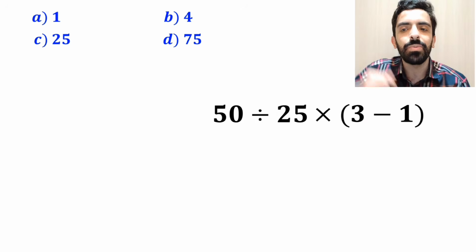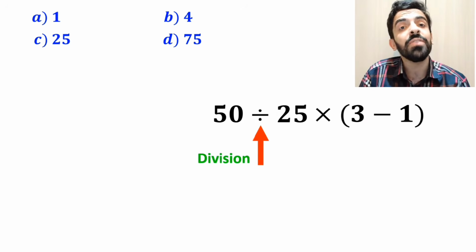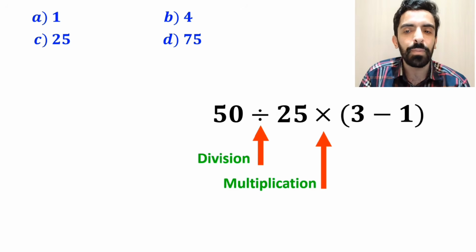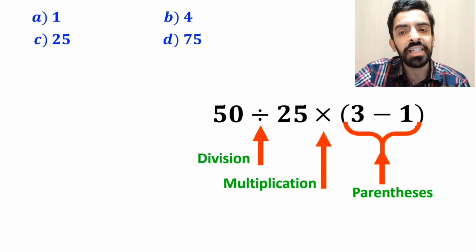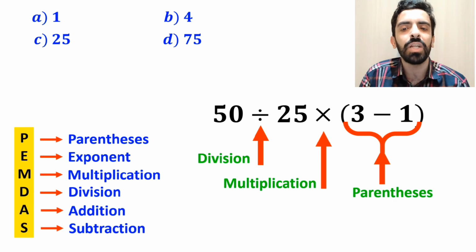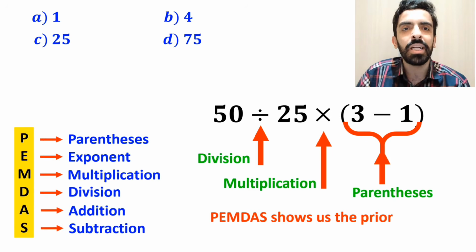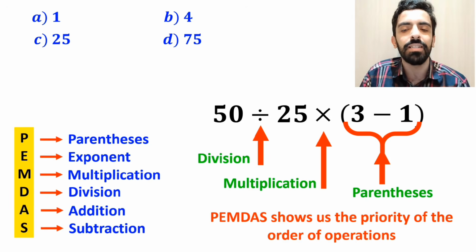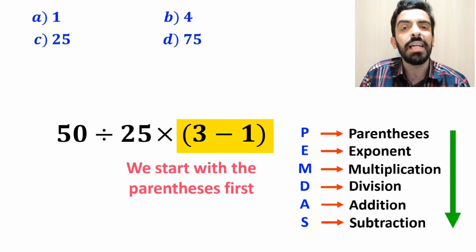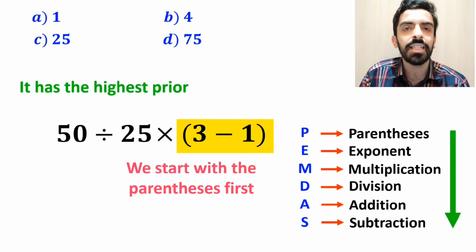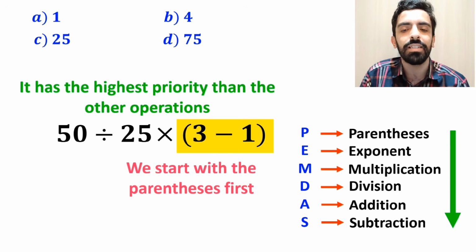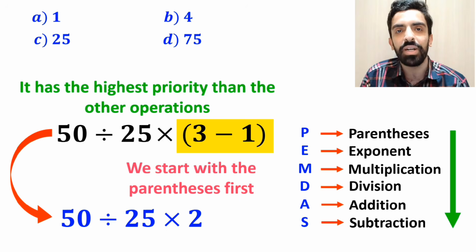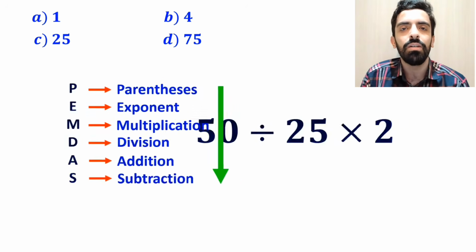As you can see on the screen, in this expression, first we have a division sign, followed by a multiplication sign, and finally parentheses. To solve this question, we need to use the PEMDAS rule. PEMDAS shows us the priority of the order of operations. So, we start with the parentheses first, because they have the highest priority among the other operations. Okay, this expression is simplified to 50 divided by 25 multiplied by 2.